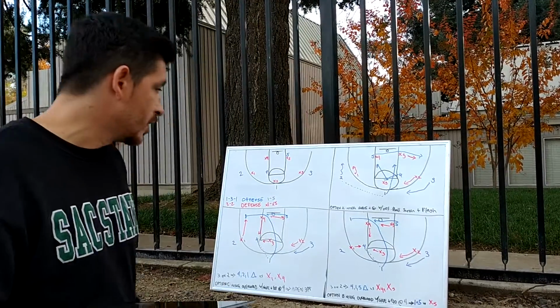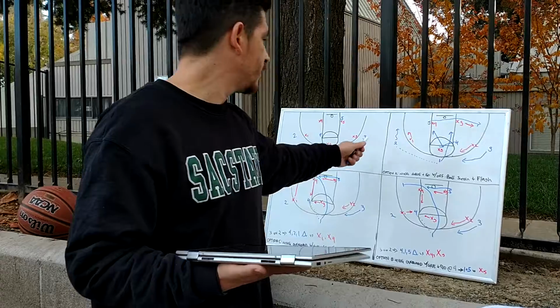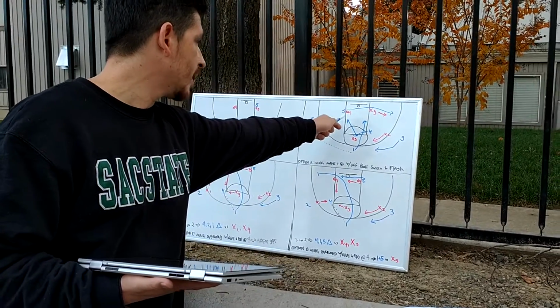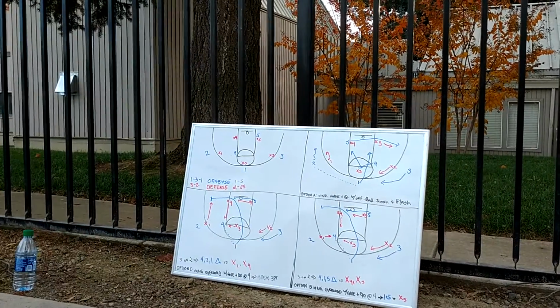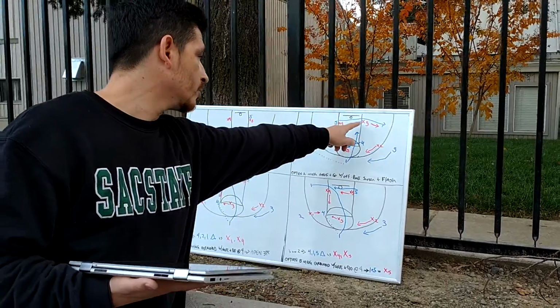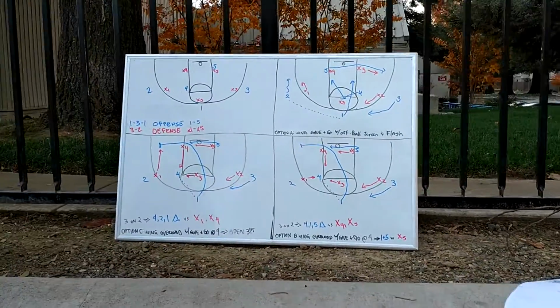We will have a 3-on-2 with 2, 1, and 4 versus x1 and x4. At the same time, 5 clears out, and 3 clears out to occupy x5 and x2. Option B.